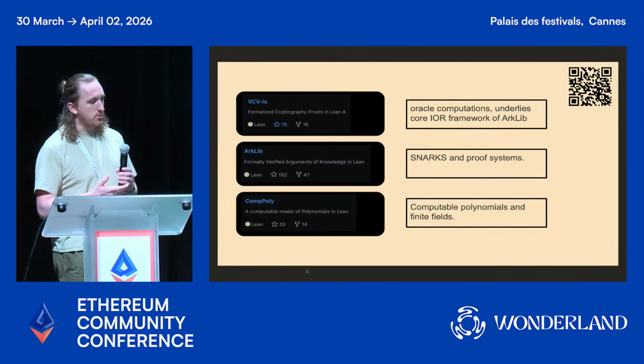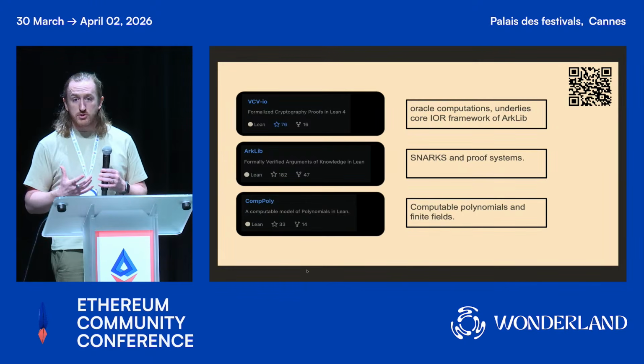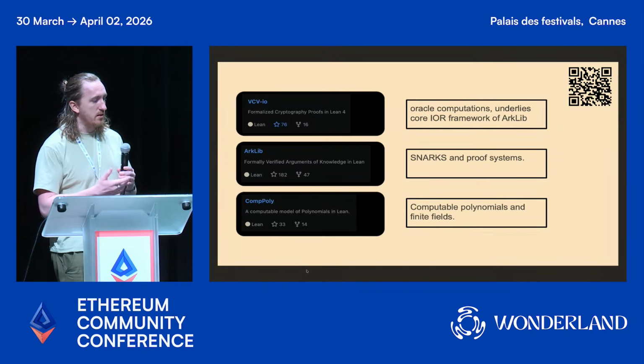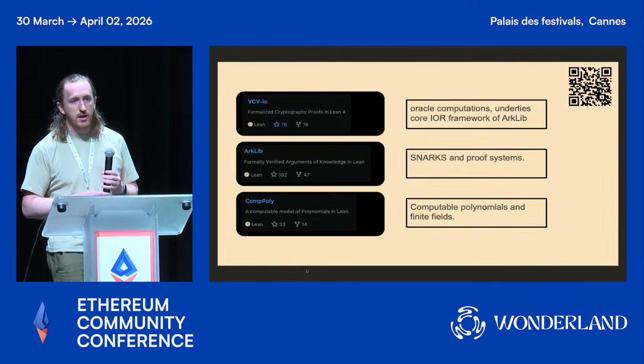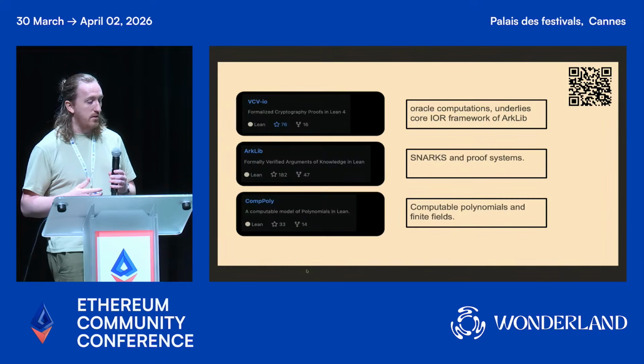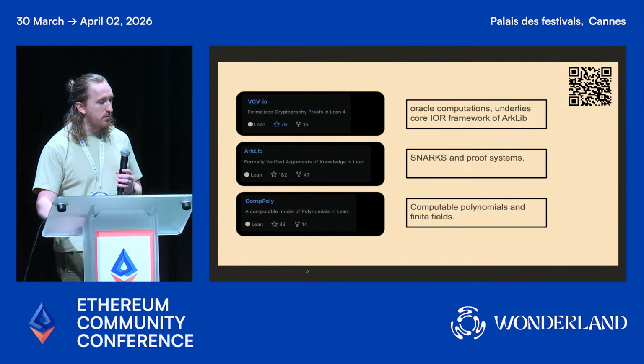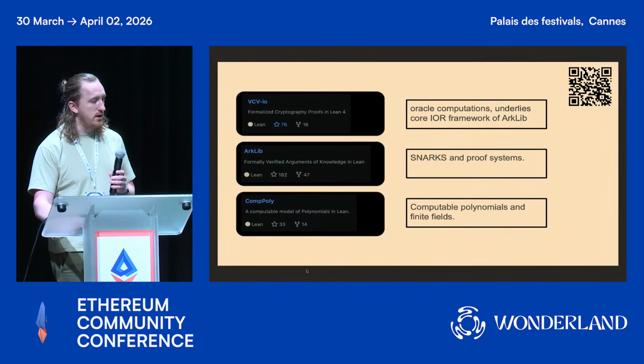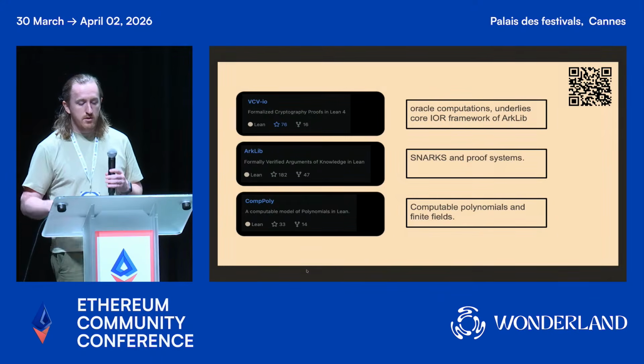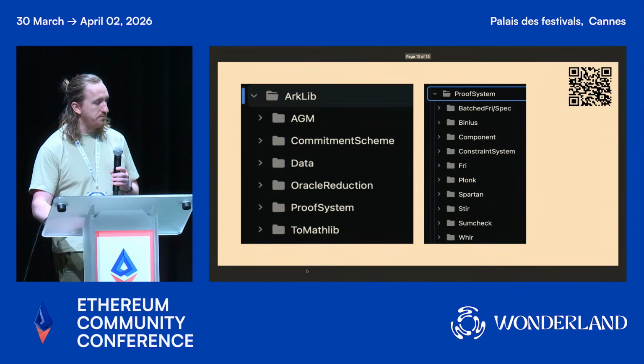And arclib also is fundamentally operations on polynomials, and so we have a library called comppoly, which is a library of computable polynomials in Lean, and it does all the polynomials and field arithmetic. So this is the machinery that we're using. I'll dive a little bit more into detail on arclib as a library, just to give you a sense for what it looks like.